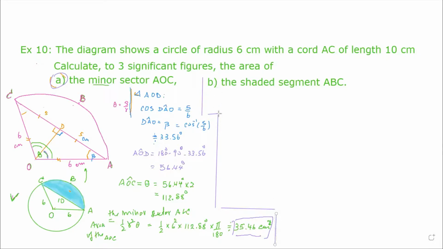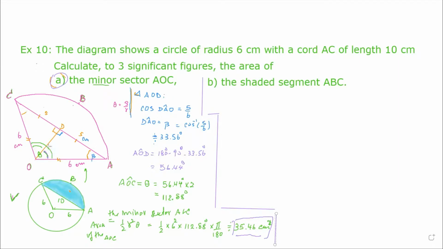Okay, now we do B. Find the shaded segment ABC. When we have the sector area of AOC, that means the whole piece here. If we link every point here, it's going to be AOCB, right? The whole piece, the whole thing here. So now we have to get the area of triangle AOC.